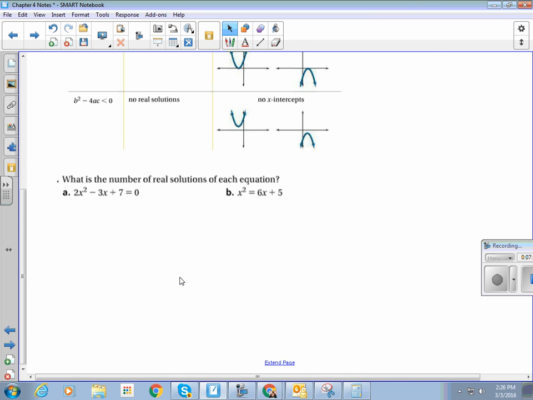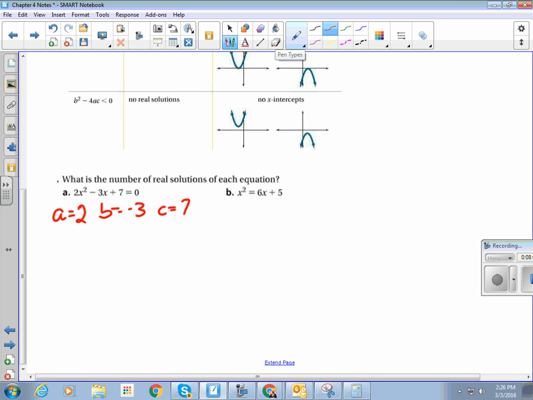So the first thing you want to do is make sure you have all your items on the left-hand side of the equation and 0 on the right. Then you want to identify what A, B, and C are. So for this problem, I'm sorry, A is 2. If I can get the numbers right. B is negative 3, and C is 7. So my discriminant is b squared minus 4ac.